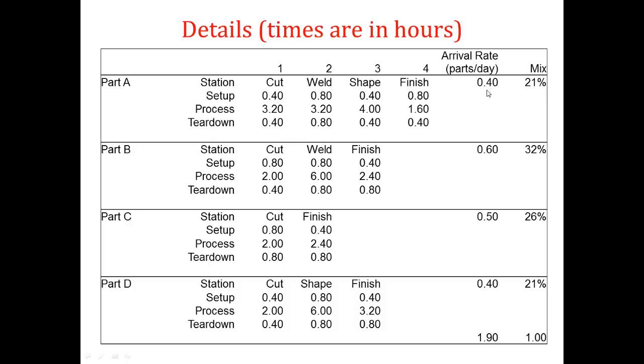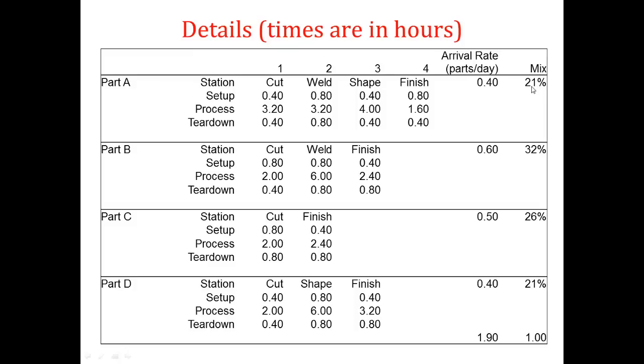For the arrival rate information, this tells us that 0.4 parts per day arrive. So roughly every 2.5 days, a part of type A will arrive to our system. The reason we use arrival rates rather than processing times or arrival times is the rates are additive. So we can add the 0.4 that arrive of part A and the 0.6 for B, 0.5 for part type C, and 0.4 for part type D, and that tells us that 1.9 parts per day on average arrive, and we can use this total arrival information to compute the product mix.